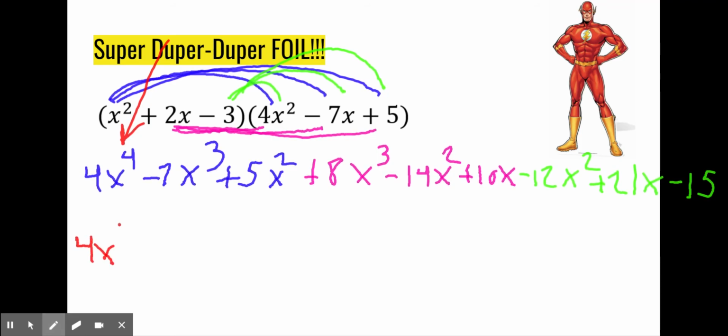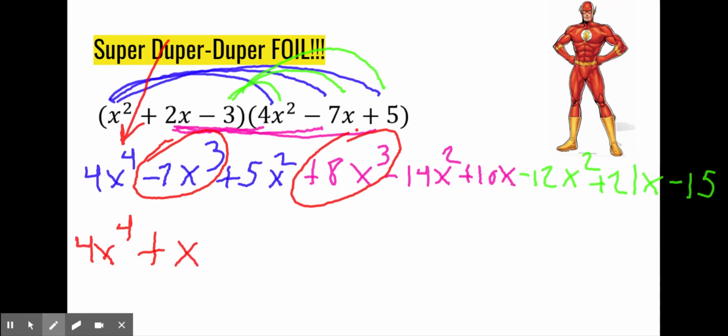Let's write that down. All right, here we go. Let's circle the x to the third terms. We have negative 7x to the third. We have a plus 8x to the third. And those are our only x to the third terms. Those add together to give us a plus 1x to the third term, or just plus x to the third. Now let's organize the x squareds. Let's say we put a scribble under those, highlighting all the x squared terms. We have 3 of them. Positive 5x squared minus 14x squared minus 12x squared will give us a minus 21x squared.